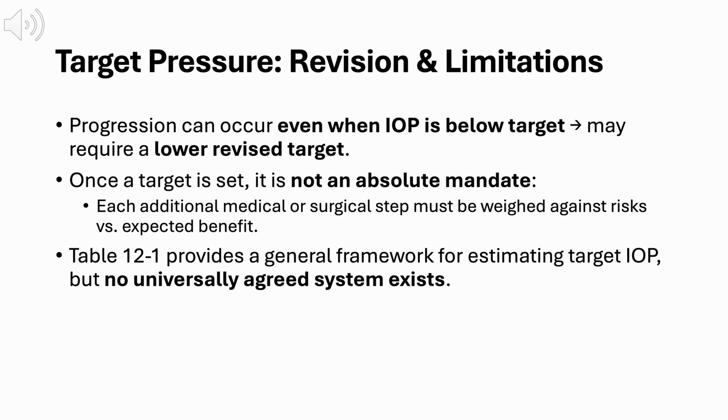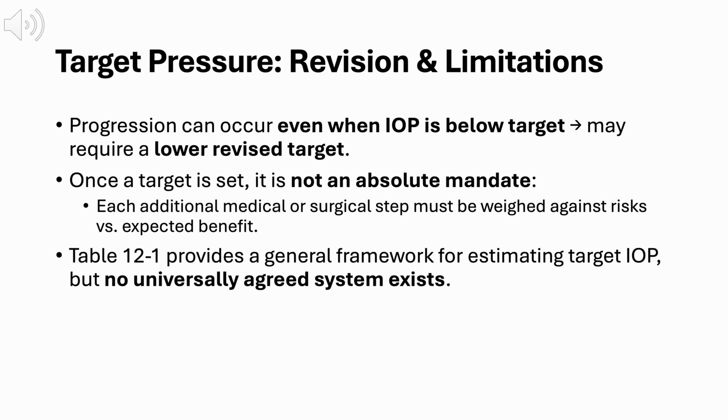Progression can still occur even when intraocular pressure is measured below the set target. In those cases, a lower revised target may be needed. This underscores that glaucoma control is not purely numerical. It's clinical and individualized. Once a target is set, it serves as a guideline, not an absolute mandate.